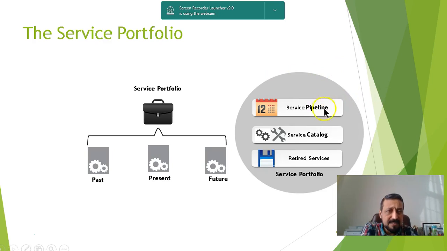As you see on the right hand side, service pipeline is your future services. Service catalog is where you document all of your current services, and retired services are those that have been retired, so you no longer offer those services to your customers. Service portfolio is a combination of all three. Just remember that.